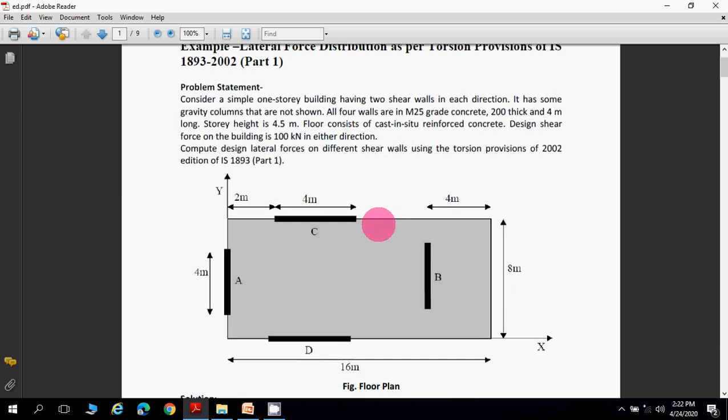In this picture you can see that the floor is a cast in situ RC floor, and the floor has four walls, two walls in each direction. Floor dimensions are 16 meter in the x direction and 8 meter in the y direction, and the four walls A, B and C, D are situated as shown in this pictorial view.